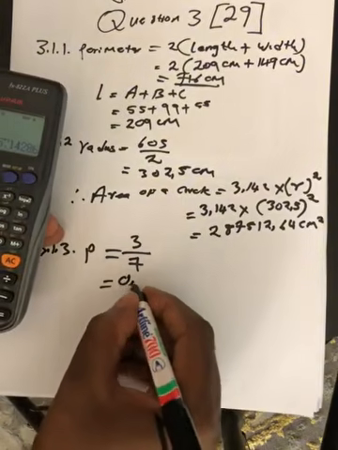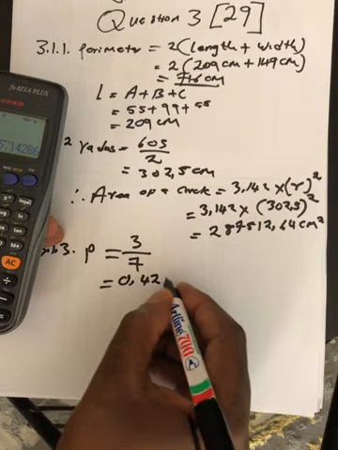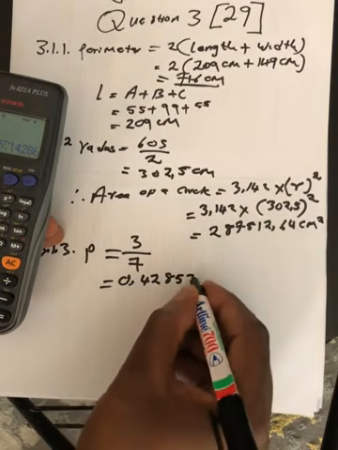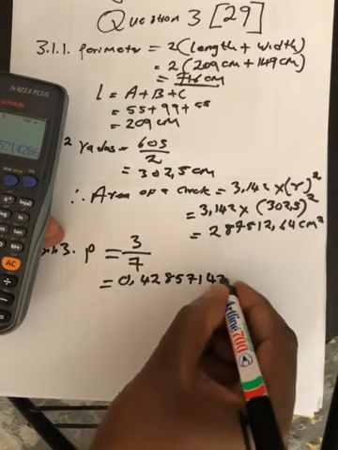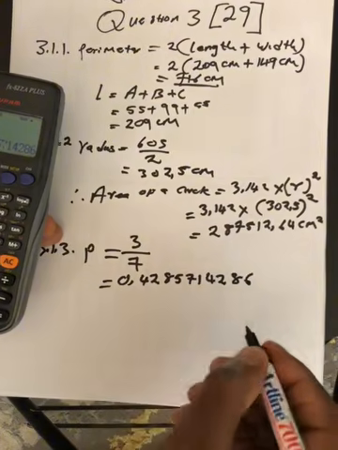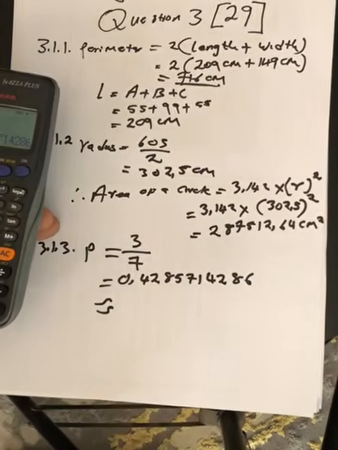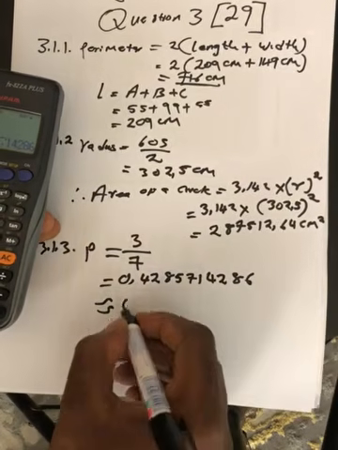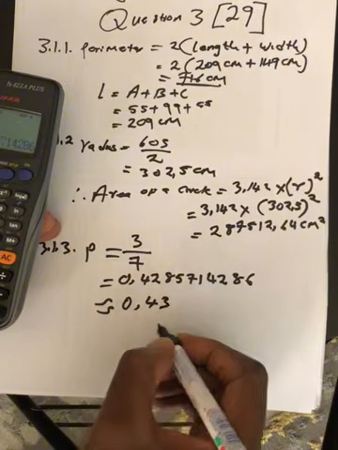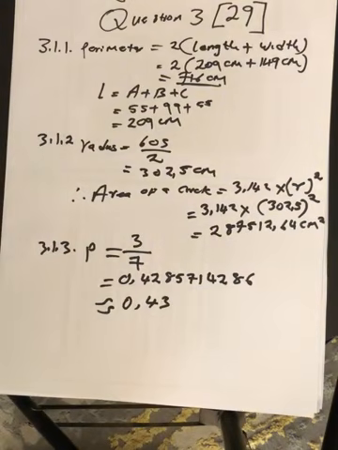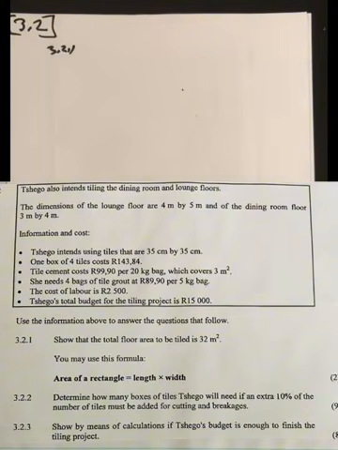Our answer is 0.4285714286. If you want to proceed, you can proceed to this step, but make sure that you have written everything first. Now we're gonna have 0.43 as decimal. That is our answer for question 3.1.3.